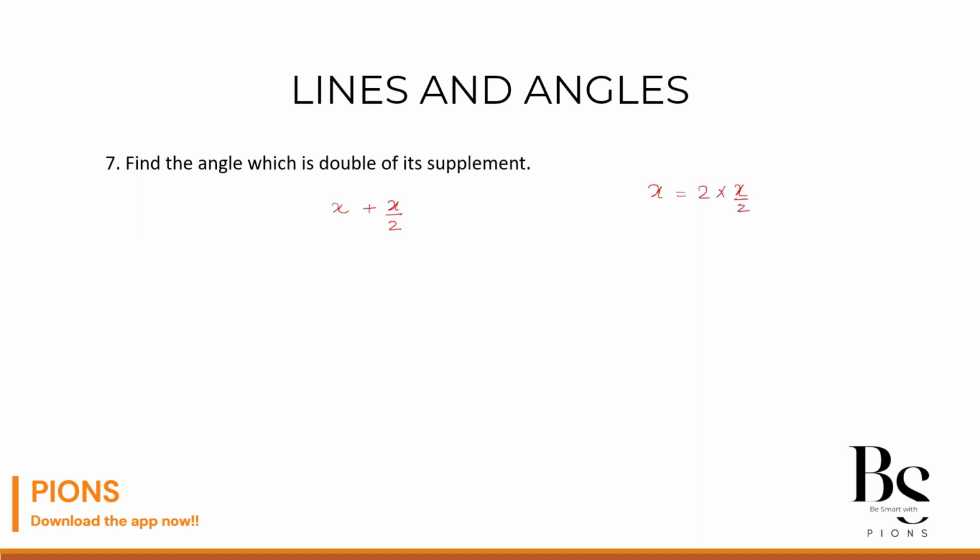Let me repeat again. X is a double of x by 2, which means when you add x and x by 2, the question is saying it is supplement. So x plus x by 2 is equal to 180 degree. Let me repeat this equation again. Find the angle which is double of its supplement. So let's say there is an angle which is x. It is double of its own supplement. Let's say its supplement will be x by 2. So double will be, 2 cancels, and you can see that x is equal to x. Hence, it is satisfying the equation.